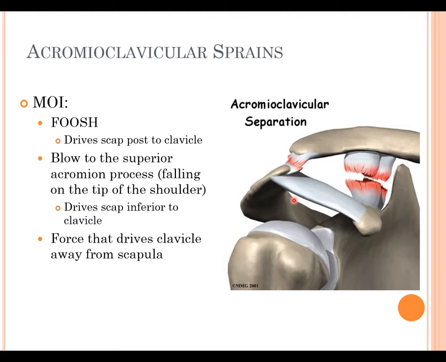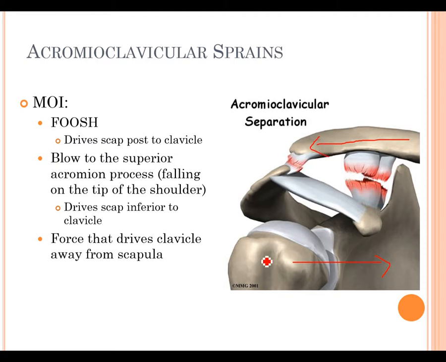So with the Fuchs mechanism, when you actually fall on your hand or your elbow, the force is going to travel up the humerus. The humerus is going to drive into the glenoid fossa. The glenoid fossa is part of the scapula, so that's going to drive the scapula medially, taking the acromion with it, while the clavicle stays put. So they're going past each other, causing an AC sprain.